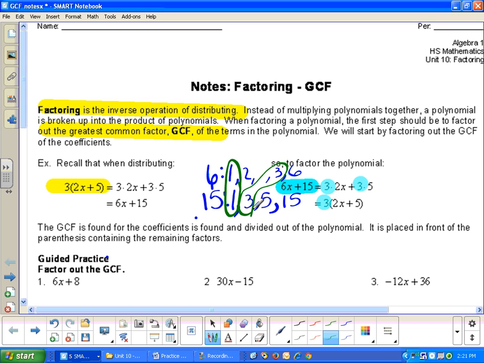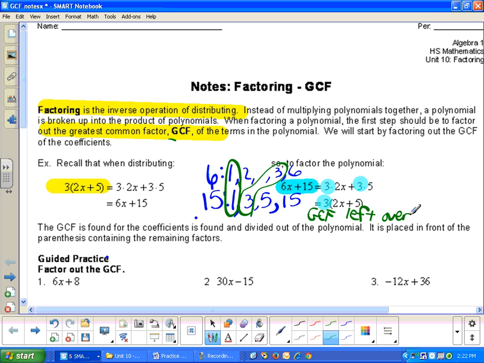That's what the G stands for in greatest common factor: the biggest number that goes into both. That would be our 3. So our greatest common factor is 3. How many times does 3 go into 6? 2 times, so we have 2x. How many times does 3 go into 15? 5. So the part that's left over goes in the parentheses.